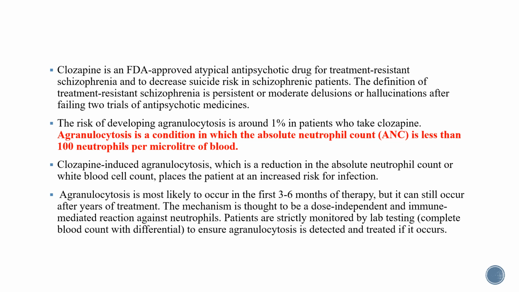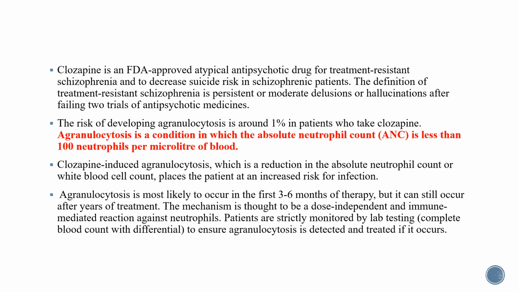So one of the major adverse drug reactions is agranulocytosis. The risk of developing agranulocytosis is around 1% in patients who take clozapine. So what is this agranulocytosis? It is a condition in which the absolute neutrophil count, that is ANC, is less than 100 neutrophils per microliter of blood. And this clozapine-induced agranulocytosis, which is a reduction in the absolute neutrophil count or white blood cell count, places the patient at an increased risk for infection.